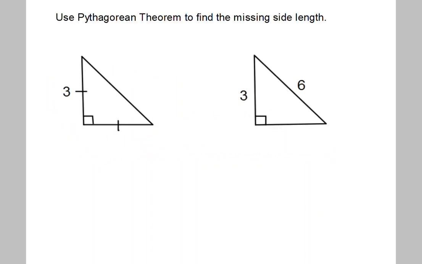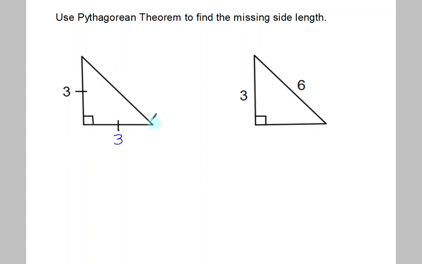Let's start with examples where we use the Pythagorean theorem to find the missing side length. Now, these problems are probably not written in your notes, so just sit back and watch and try to soak in what's going on. We have a right triangle here where two legs are congruent. So if this is 3, then the other leg is also 3.